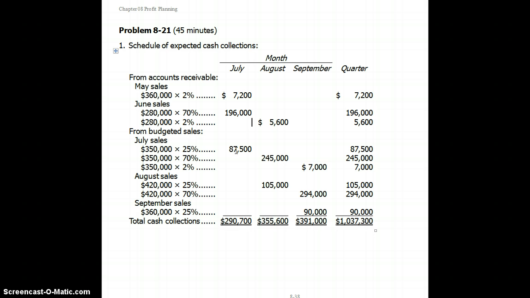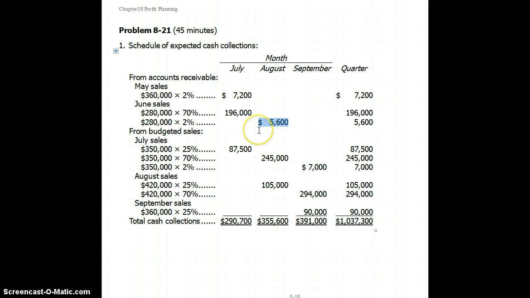When we next go to the month of August, we'll take care of the August sales first. $420,000 of sales in August, 25% of them collected in August, therefore $105,000. We then need to go back and look at July. 70% of July sales are collected in August, or $245,000. And going back to the month of June, which is 2 months prior to August, we will collect the final 2% of those sales.